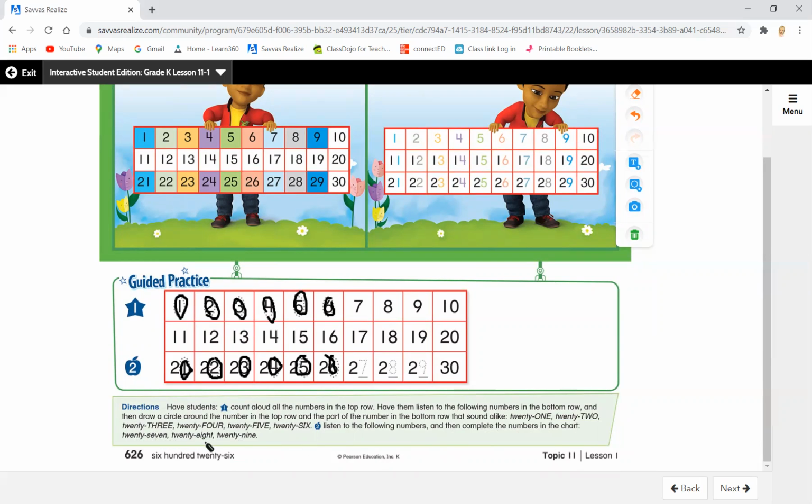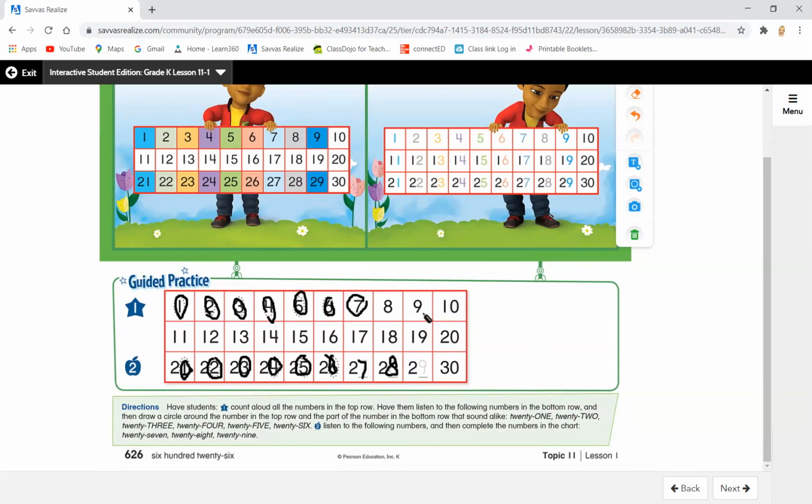27, 28, 29. So we say our 7, and then what's missing? 27. We have to put our 7 in there because the 7 is missing. It's the same as it is on the top as it is in the bottom. And then 28, and what's missing? 8. So we're going to put a tiny 8 on that line.